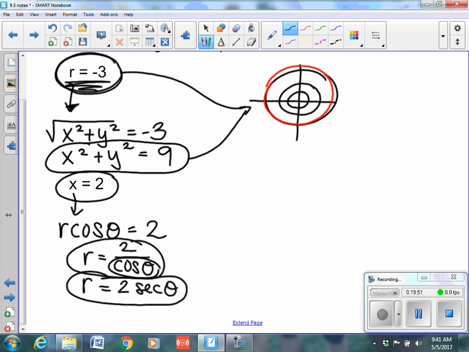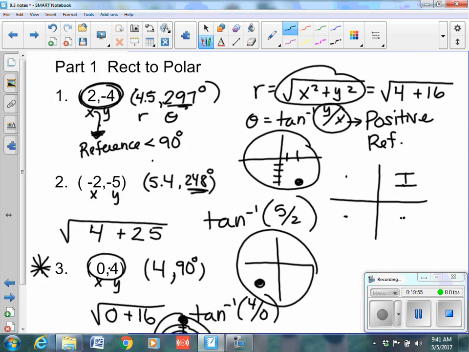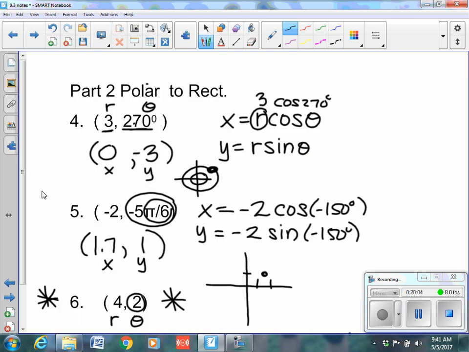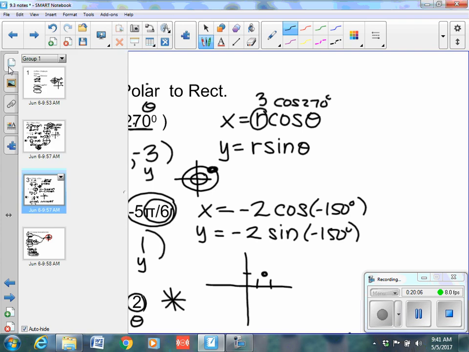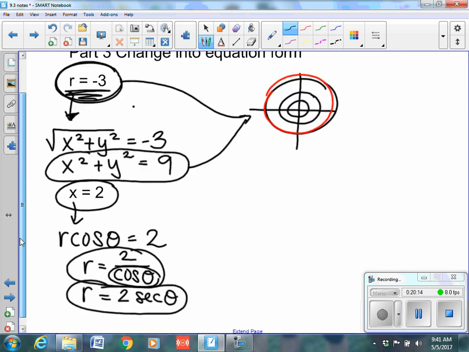What you're supposed to understand is that this was going from a point to a point, a point to a point, a point to a point. This last part went from an equation to an equation, which made not a point, but an actual shape. Correct, you guys?